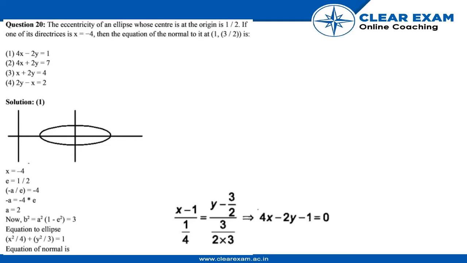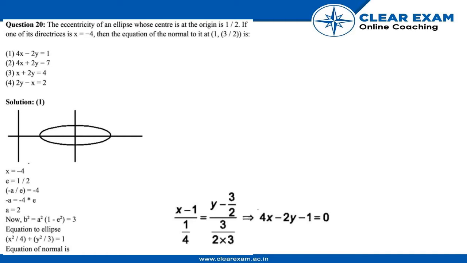Hey guys, now we'll start with question number 20 and let's see what question 20 says. The eccentricity of an ellipse whose center is at origin is 1 by 2. If one of its directrices is x equal to minus 4, then the equation of the normal to it at the given point (1, 3 by 2) is.